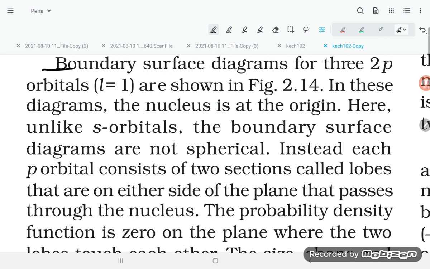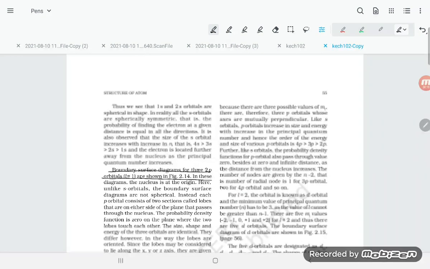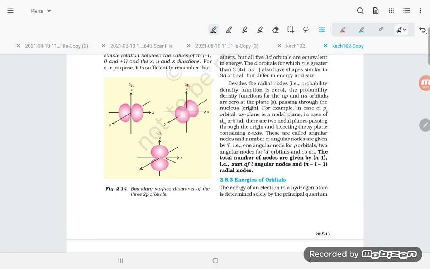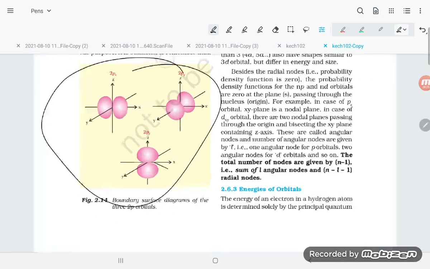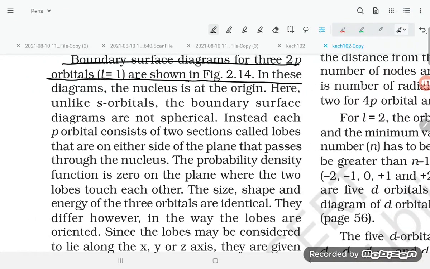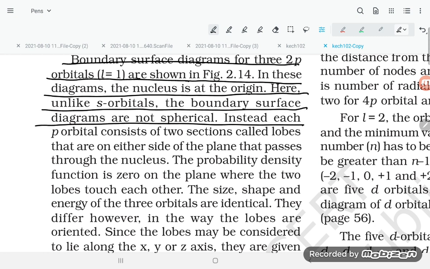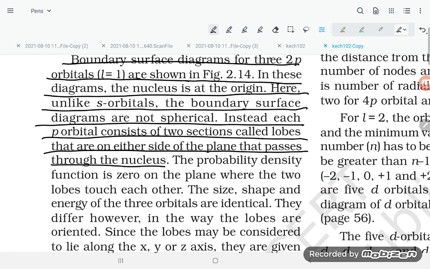Now the boundary surface diagrams for the 2p orbitals, L equal to 1, are shown in figure 2.14. In these diagrams, the nucleus is at the origin. Here, unlike s orbitals, the boundary surface diagrams are not spherical. Instead, each p orbital consists of 2 sections called lobes that are on either side of the plane that passes through the nucleus. The probability density function is 0 on the plane where the 2 lobes touch each other.